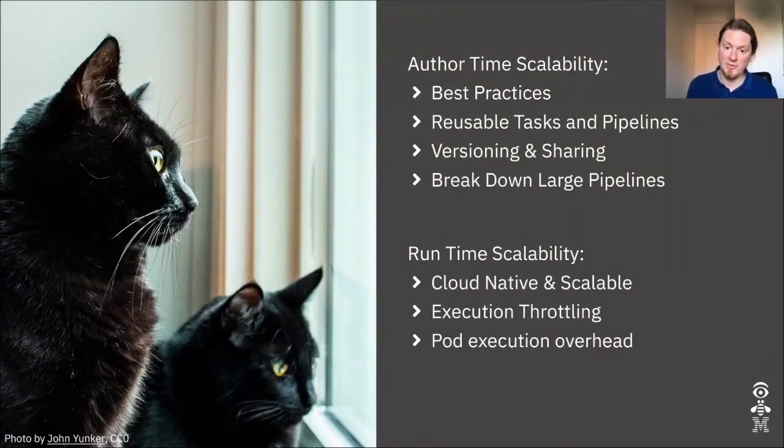From a runtime point of view, it's very good news. Tekton is cloud native, and it's scalable by nature. Things that can help to solve some specific problems that we've identified are execution throttling, which can be used to limit the number of pipelines running in parallel, as well as optimization from the runtime, which we are working on, to resolve the issue with the pod creation overhead.